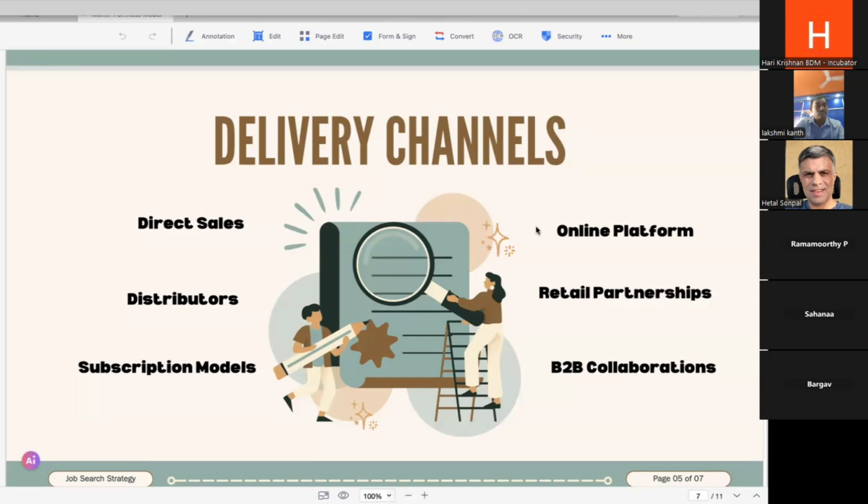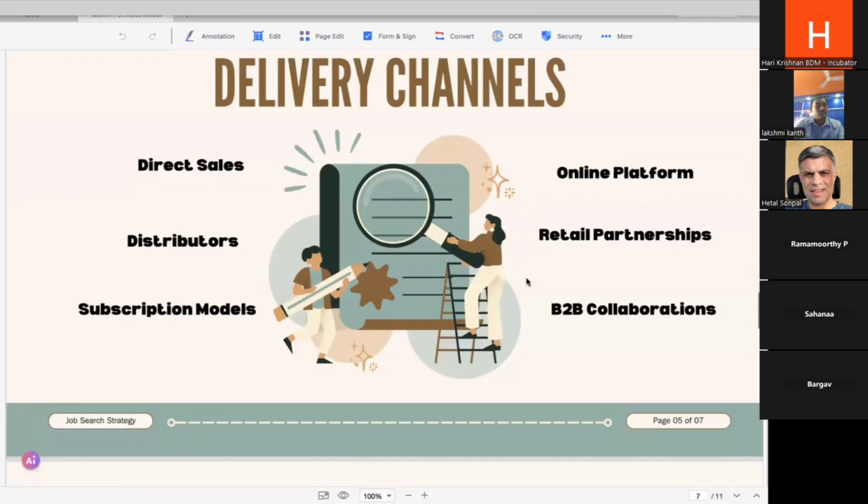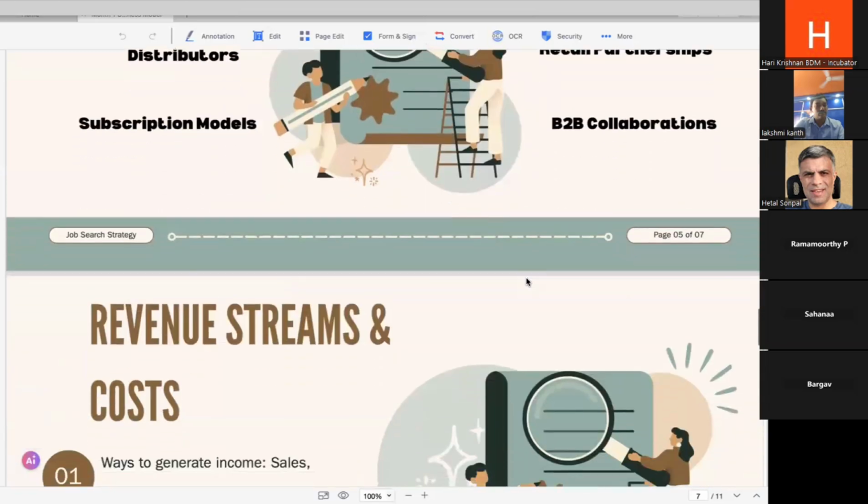And then, of course, you have B2B collaboration. Archana, your model is more B2B, right? Yes, it's B2B. You need to look at the collaboration ecosystem as well: who are the other players in the market who might be interested in being a partner with you and taking your product to the end customer, right?